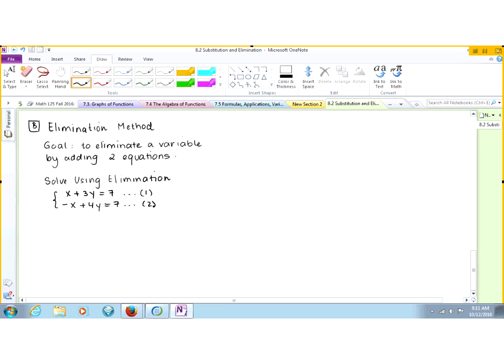Now, when I add these two equations, do I eliminate a variable? Which one? x. So notice right away that when I add these, the x will go away. But what is the coefficient of x here? 1. What about here? Okay, so you notice that the coefficients must be opposite. All right. So now, what do we have? x minus x? Cancel. 3y plus 4y? 7y is equal to 14. So y is equal to 2. Finish.